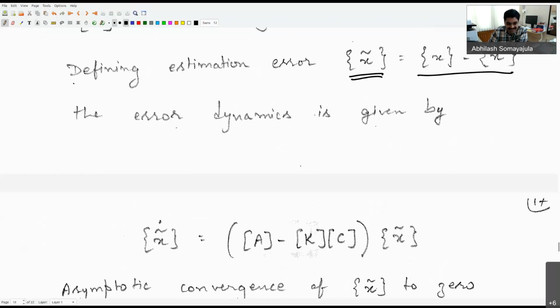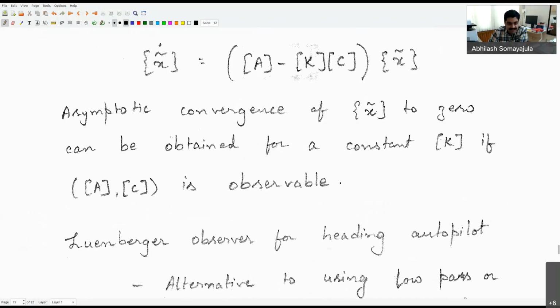Notice that asymptotic convergence of the error to 0 can be obtained from a constant value of K, and this is only possible as long as A and C is observable. So if the observability property does not exist, you cannot prove asymptotic convergence. Only when the system is observable, all of this holds true.